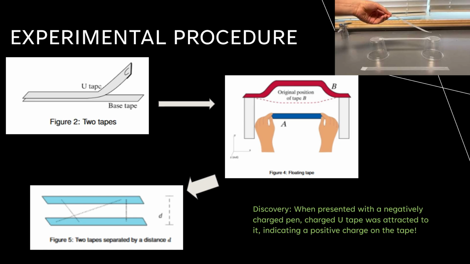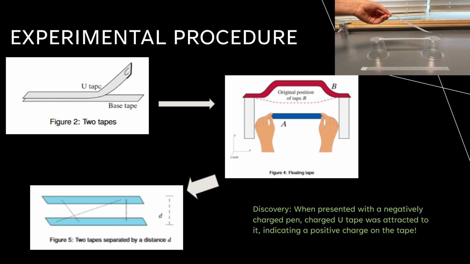So for experimental procedure, first we have to charge tape. So we have a piece of base tape laid down, and we put a piece of U-tape over it, and then rip the piece of U-tape off, and that charges the U-tape. To figure out what type of charge the U-tape had, we created an electrically charged pen by rubbing it through hair. You can do that with any material that will allow the pen to pick up electrons. And then we placed the pen near the tape, and the tape was attracted to it. So we knew then that our tape was positively charged.